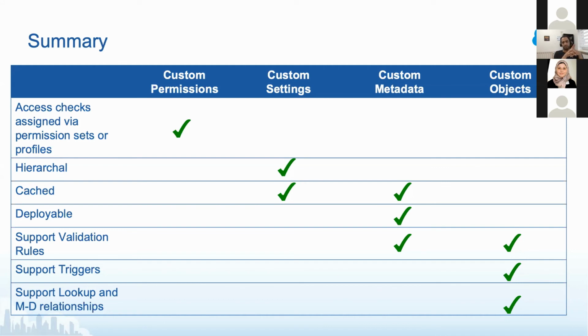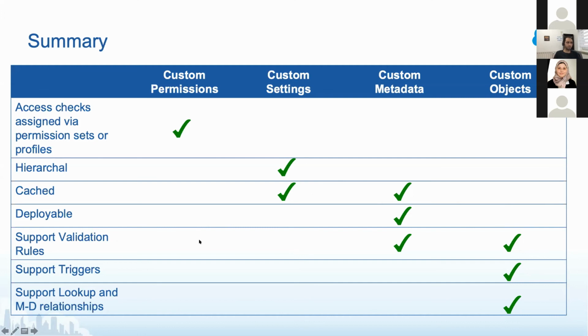Custom settings are cached, exactly like custom metadata, so they're better for performance. If you're assessing performance, and you have configuration records, should you store them in a custom object or one of these? Definitely go to custom settings or custom metadata because they are cached. This will be better for your performance. Deployable: only custom metadata is deployable. The other approaches are not deployable. If you have a custom object, you need to fill it with records via data loader or something similar. The records inside the custom object are not deployable.